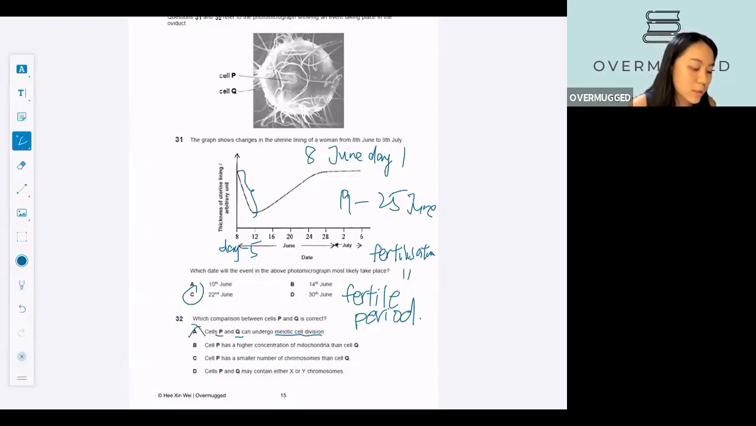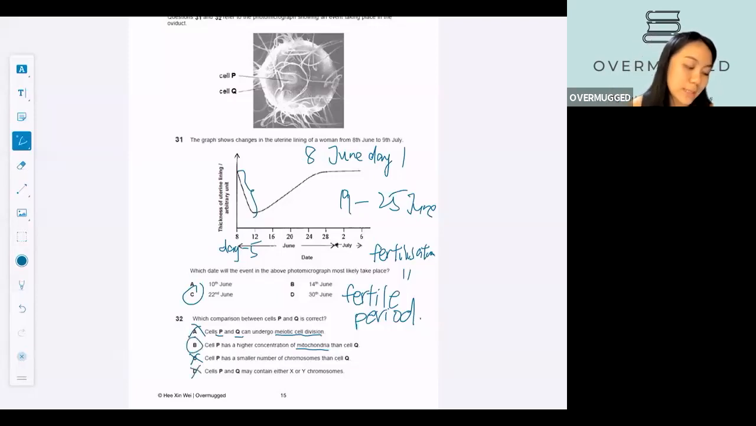Cell P has a higher concentration of mitochondria than cell Q. Cell P is a sperm, and it has a higher concentration of mitochondria, so we keep this one pending. Cell P has a smaller number of chromosomes than cell Q. This is wrong because they both have half the number of a normal cell, so it cannot have a smaller number. Cell P and Q may contain either X and Y chromosome. Your egg contains an X chromosome, while your sperm can contain either X or Y. So this is also wrong.